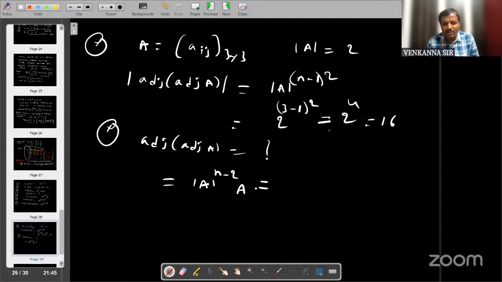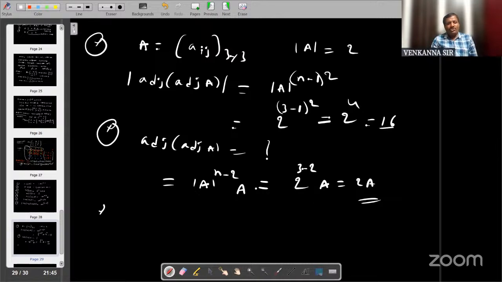Determinant of A is what here? Determinant of A is 2. Power of n minus 2, that is 3 minus 2, into A. So 2A is the answer. For the previous question it was 16, here it is 2A. So this kind of questions they are asking in this style, remember.